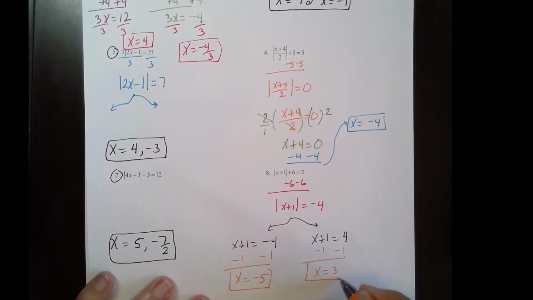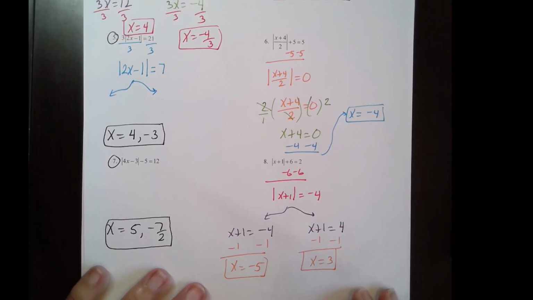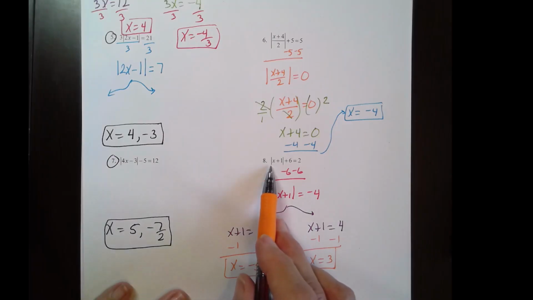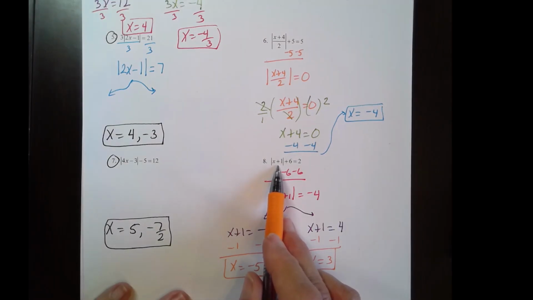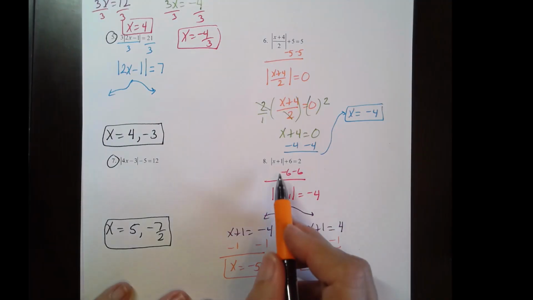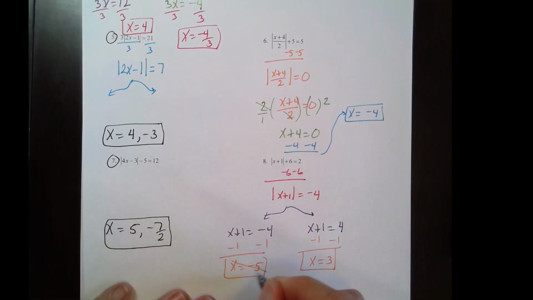But if we check our answers, we're going to see that neither of these answers will work. For example, if I plug in a 3 into the original equation, the absolute value of 3 plus 1 is 4, and the absolute value of 4 is 4, but 4 plus 6 is not 2. If I check negative 5 plus 1 is negative 4, and the absolute value of negative 4 is positive 4, and 4 plus 6 is not 2. So neither of these answers work.